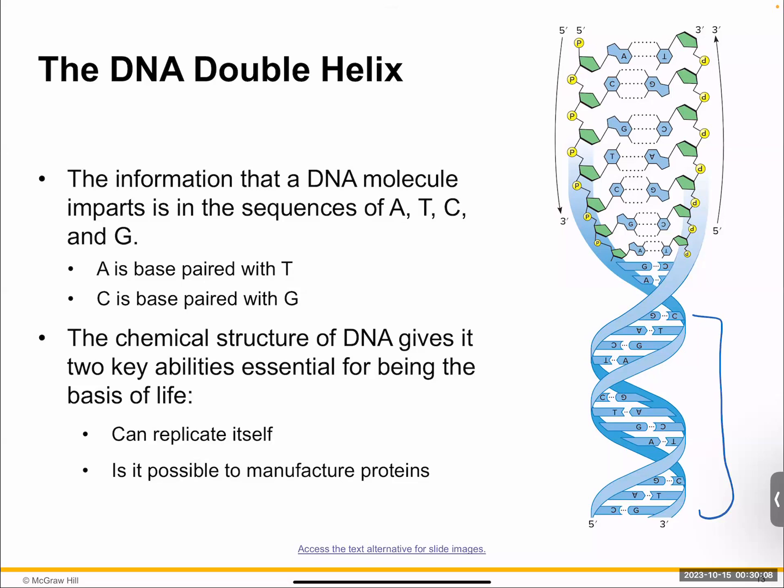One thing that you notice, if you look at the letters, is that your A is always base pairing with the letter T, and G is always base pairing with C. So this is always going to happen. It's very important for you guys to note that.